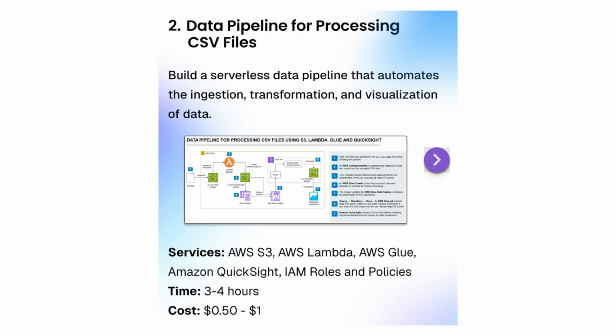Number two, we have a data pipeline for processing CSV files. This is a serverless data pipeline for processing CSV files. This is great for automating data ingestion, transformation, and visualization. You will drop a CSV file into S3, use Lambda and AWS Glue to process and clean the data, and visualize everything in Amazon QuickSight.